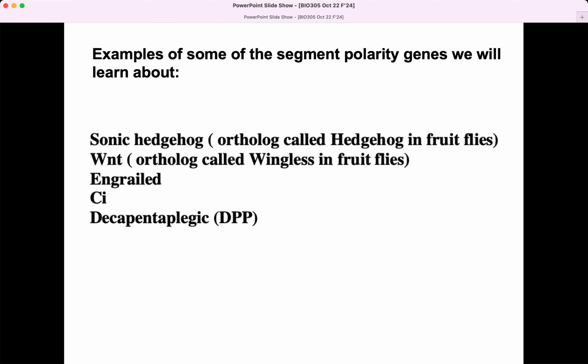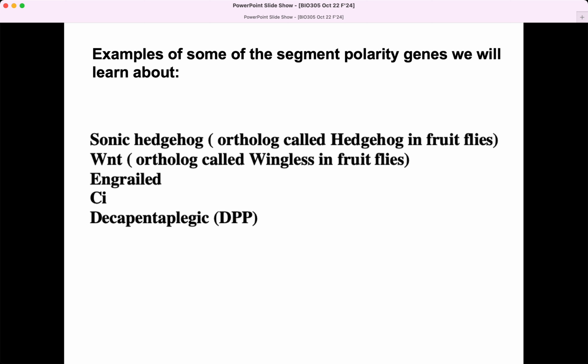The name that sticks is sonic hedgehog because nobody cares about fruit flies and everybody cares about, you know, our body like that. So one of the genes we'll learn about is sonic hedgehog. Another one is Wnt, which was originally called wingless in fruit flies. Then we're going to learn, and these names are really sort of Drosophila specific, Engrailed and CI and DPP. And we just talked about this right now.